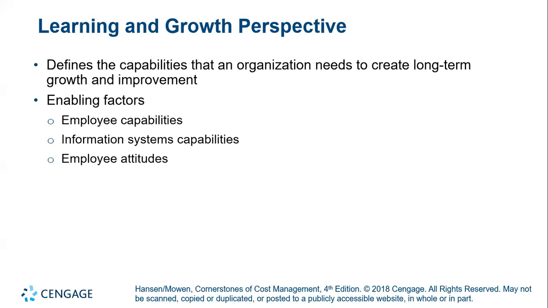Okay, so anyway, we will take up these problems in relation to our given problems in the book. Now, the learning and growth perspective. Take note, that's the fourth perspective. We have already discussed the first, the second, and the third. The fourth is the learning and growth perspective. It defines the capabilities that an organization needs to create long-term growth and improvement. Enabling factors are employee capabilities, information system capabilities, and employee attitudes.